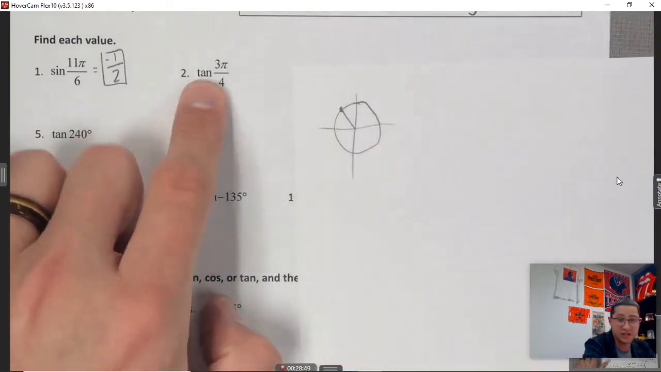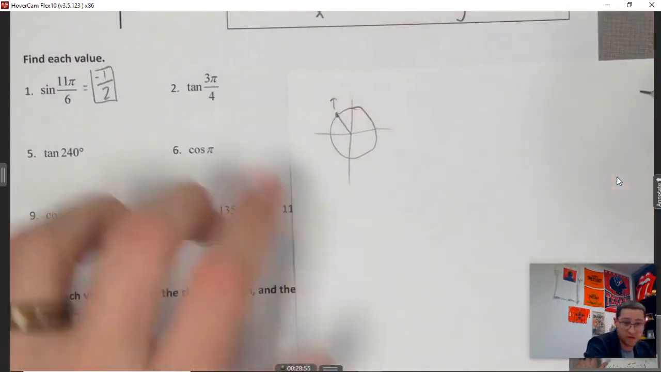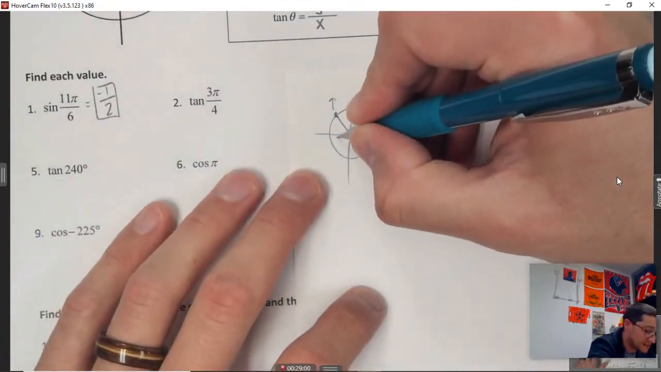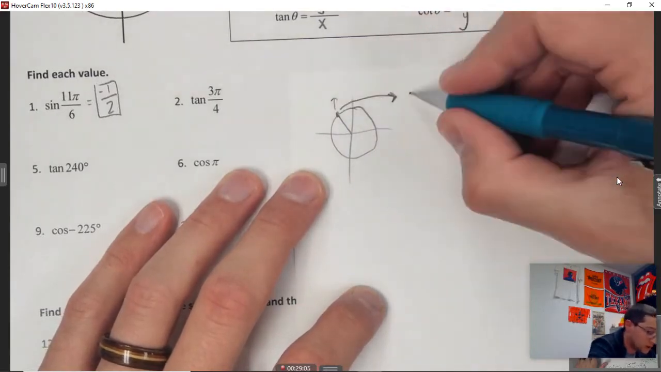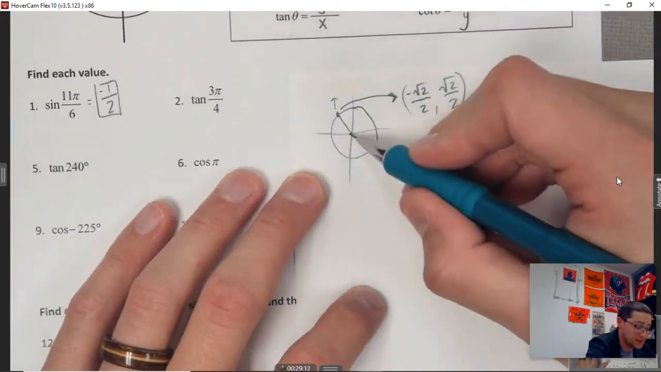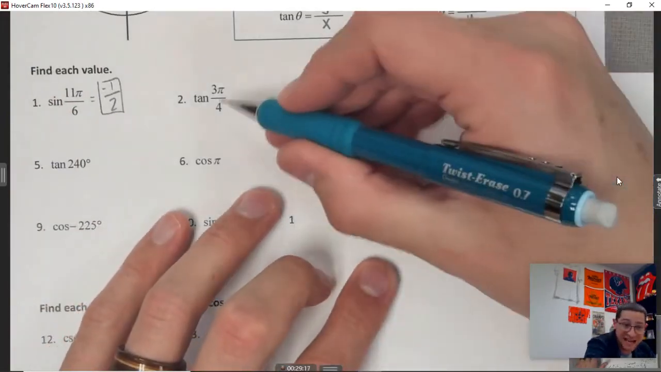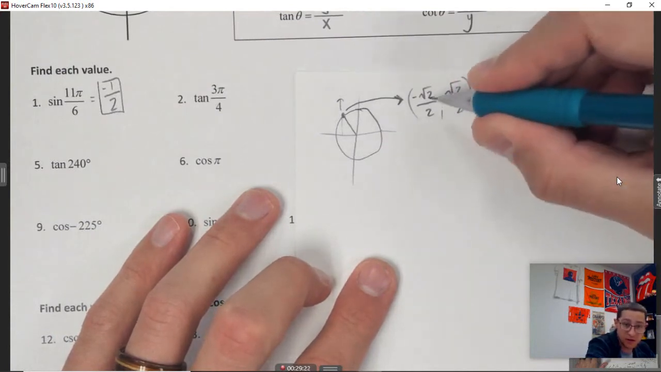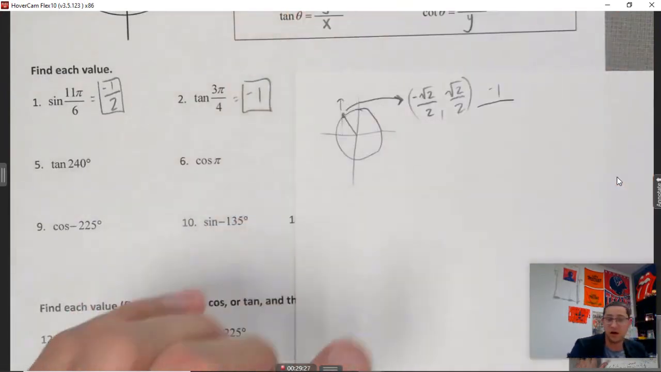It's looking for tangent. Well, I know this coordinate just off the top of my head, since it's one of those 45 pieces. My x is negative, my y is positive. So the coordinates are going to be negative square root of 2 over 2, comma, square root of 2 over 2, because that's my negative, positive quadrant. For the tangent, that was the third one, so it's this over this. Something over that same something, but it's negative. So negative 1 is my tangent of 3 pi over 4.